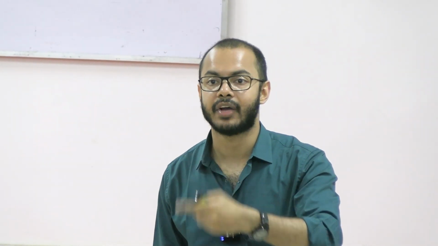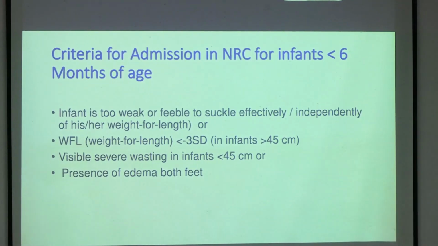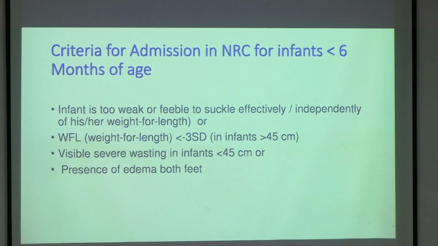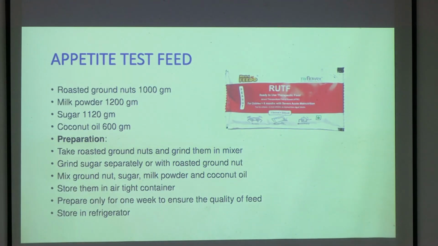You are learning that. If you go to family adoption program, you can actually identify whether the child is required to be admitted in NRC or not. Okay? This is very basic knowledge. Weight for length less than 3 standard deviation and infant is too weak, cannot suck, okay, cannot take breast feed at all, okay, that kind of baby. Appetite test.